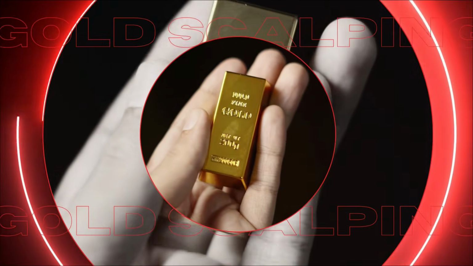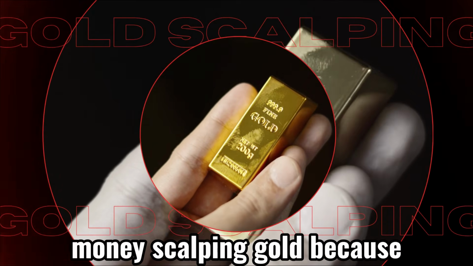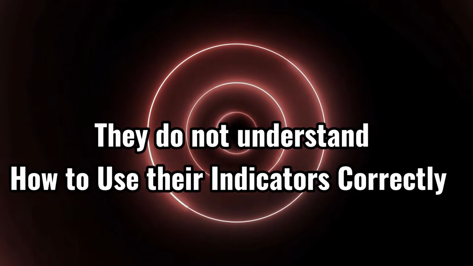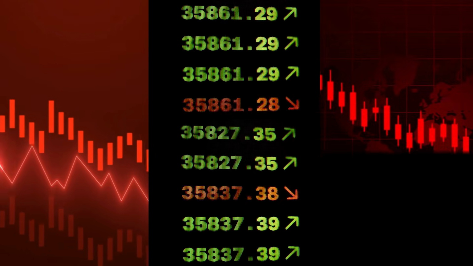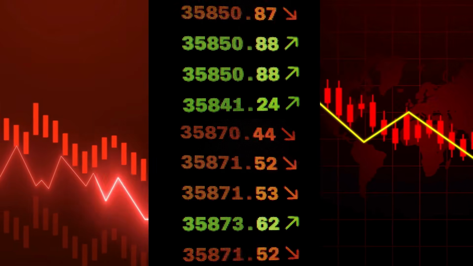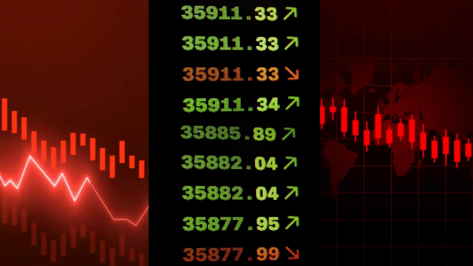Let me start this lesson with an honest truth. Most traders don't lose money scalping gold because gold is difficult. They lose money because they don't understand how to use their indicators correctly. They keep changing settings, mixing strategies, and expecting one indicator to do everything. This creates confusion, inconsistency, and emotional trading.